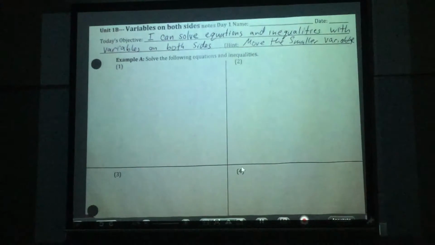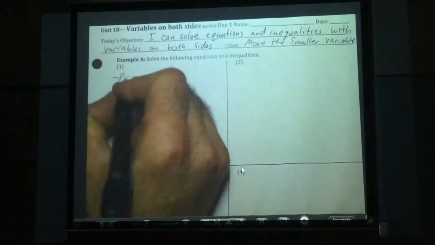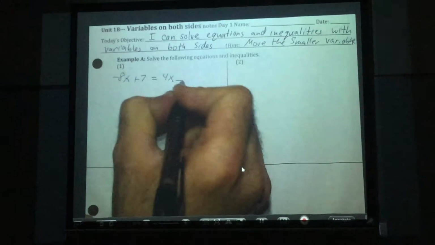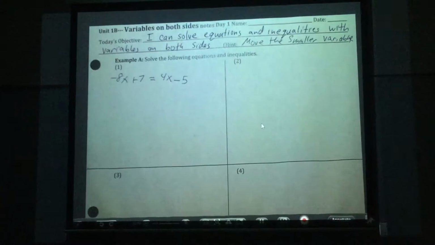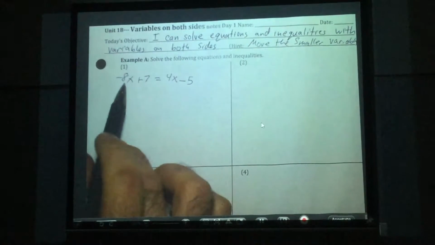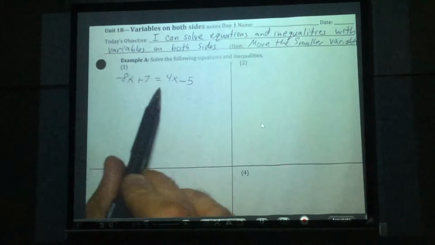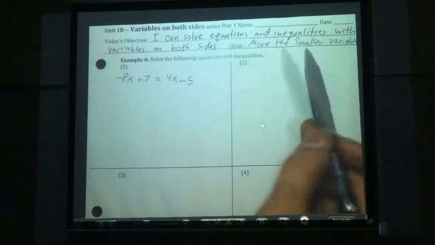Okay? So, let's go ahead and write down number one. Number one is negative 8x plus 7 equals 4x minus 5. Now, this is the first time you're going to see something like this, because all the other problems that I gave you always had a variable on either the left side only or on the right side only. Now, this time we have a variable on both left and right. The first step is always to make sure that both variables are moved to the same side. And then here's your hint again, move the smaller variable.